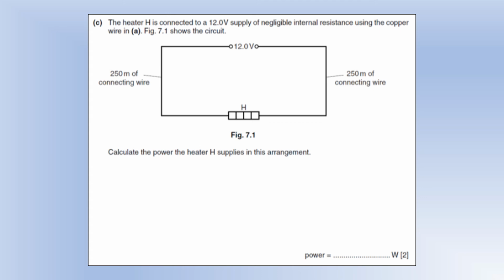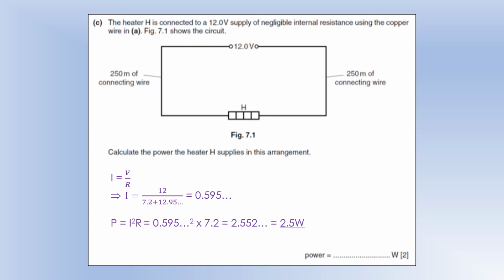Okay, so the heater is connected to a 12 volt supply with no internal resistance, like this. So we can see we've got a total of 500 meters of connecting wire, so we can use our previous calculation here. Calculate the power the heater supplies in this arrangement. So I'm going to work out the current and then work from there. So we know the potential difference that's supplied. We know the total resistance because we've calculated the 2 separately, and we can see that we end up with this current, and then using P equals I squared R, that gives us the heater power 2.5 watts.